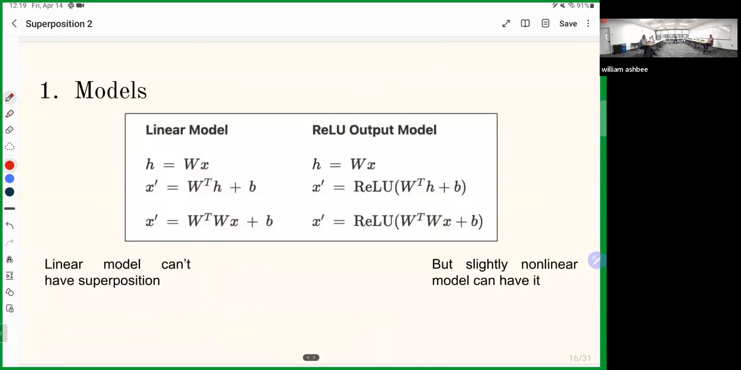And let's define the models we will be using. It's kind of an autoencoder. In the first case, it's just a linear autoencoder or PCA. In the second case, it's a slightly non-linear autoencoder.